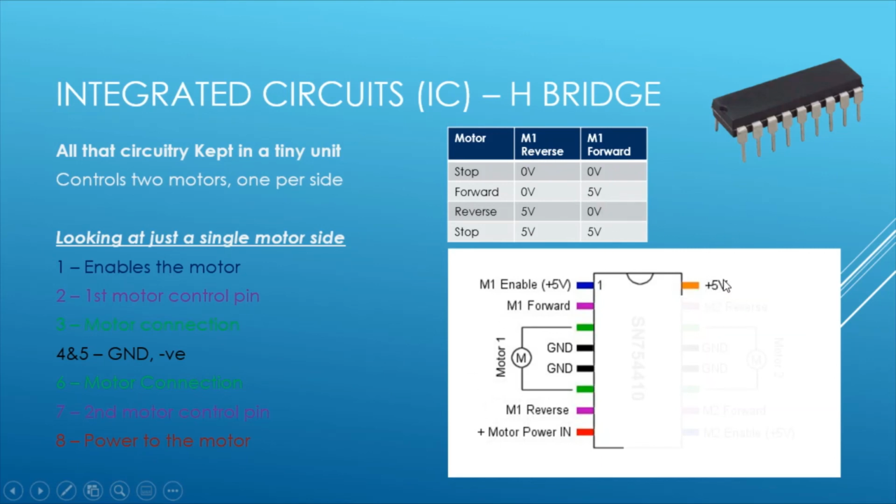We also have a positive 5 here. This pin here just needs to be connected to 5 volts to turn on all of the logic. This powers all of the chips and the transistors and everything going on inside. Okay, so this is just connected to 5 volts. Then these pins here all do exactly the same thing for the other motor.